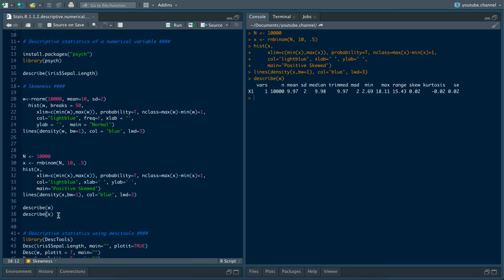If we run describe for the other variable that I produced, so the one that is non-normally distributed but is positively skewed, not surprisingly, the skew here is positive, as we know, and is 0.62, and the kurtosis is 0.5, so it's much larger than the previous one.